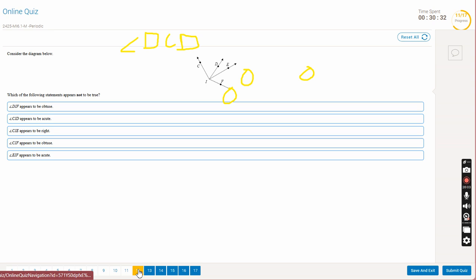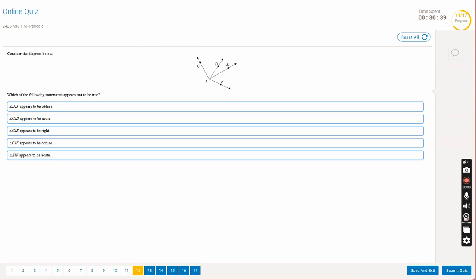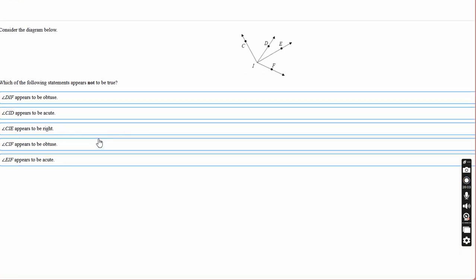We're nearly done. Here, which of the following statements are not true? Are not true. So let's see those. We have angle DIF appears to be obtuse.